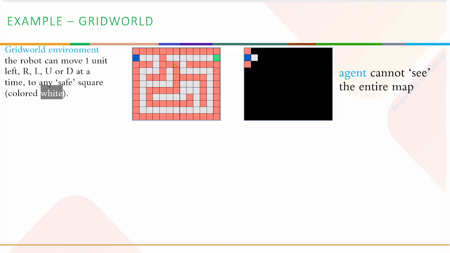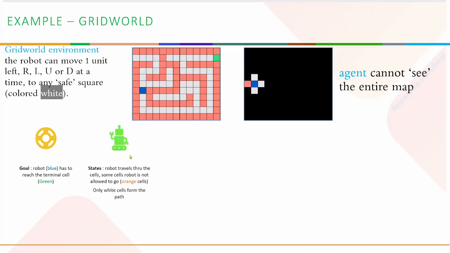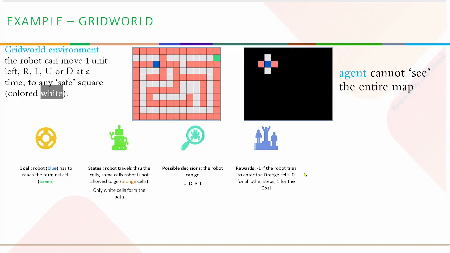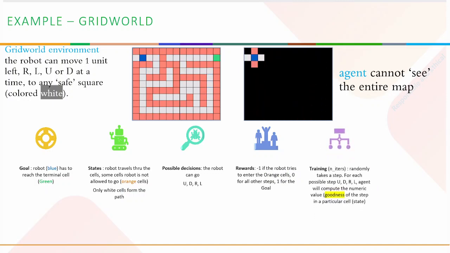So it's going to try millions of times and then it's going to learn that in this particular cell, if I take left, that's more rewarding. And that's the basic idea here of reinforcement learning. So the goal is, the robot is blue and the states are each of the cells marked in orange or red and the white. The possible actions are up, down, left, right, and the reward is -1 if the robot tries to enter the orange cells, and 0 for any other cell.